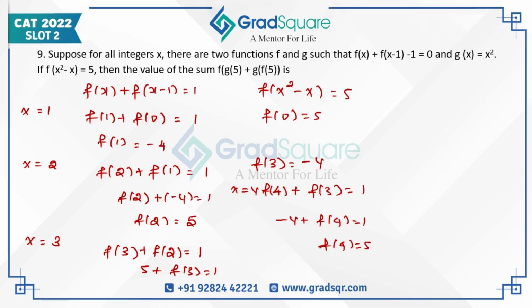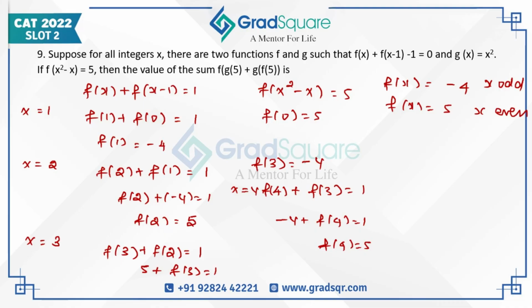So now we have a pattern, right? f of x will always be equal to minus 4 if x is odd, and f of x will always be equal to 5 when x is even.